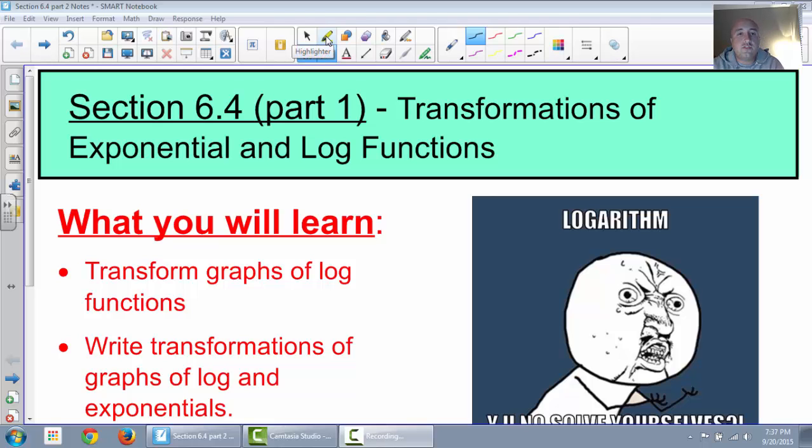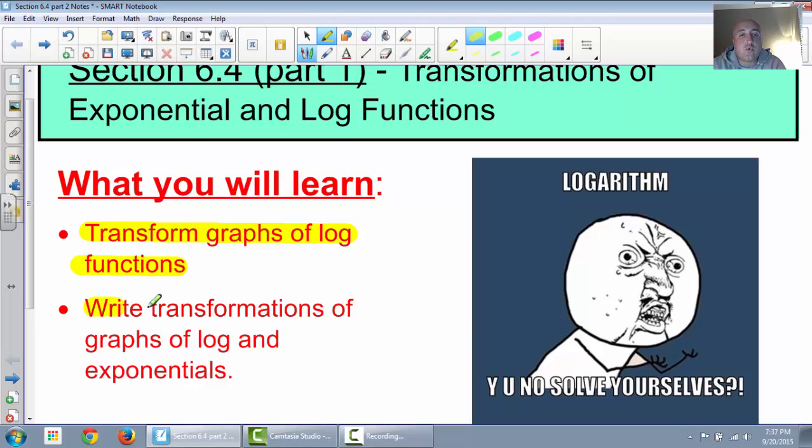All right, welcome to section 6.4 part 1. We're going to finish this up today. What we're going to learn is how to transform graphs of log functions this time. Last section we did transformations of exponentials. Now we're going to do logs. And then we're going to learn how to write transformations of the graphs of logs and exponentials.